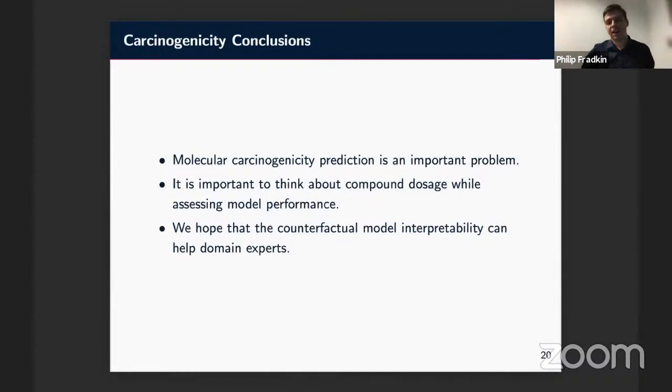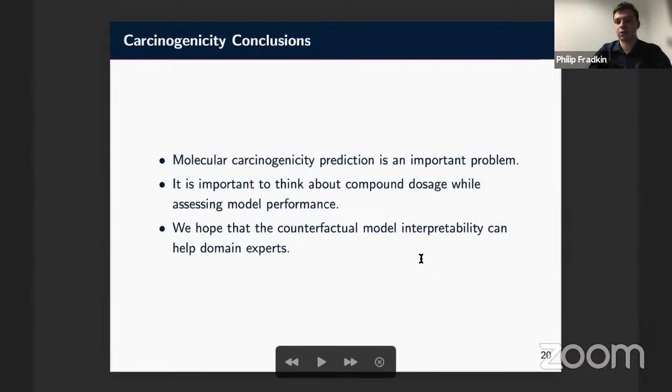So at a high level, we think that, first of all, molecular carcinogenicity prediction is an important problem. And it is important to think about compound dosage while assessing model performance instead of just a binary classification. And we hope that this counterfactual method for model interpretability can help domain experts interpret the model predictions, what it thinks is important.